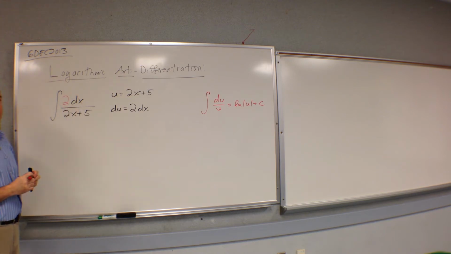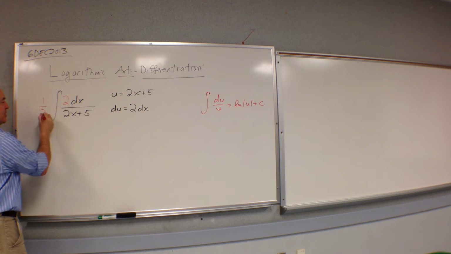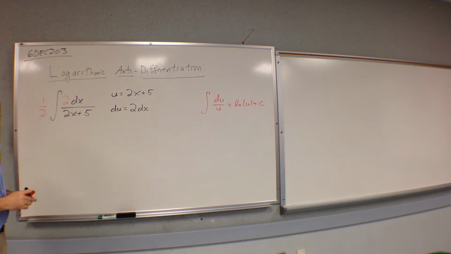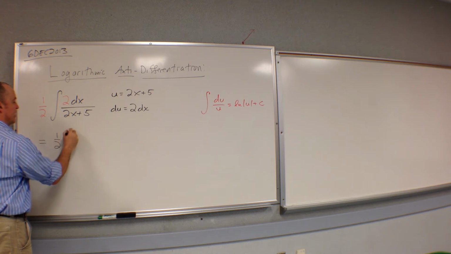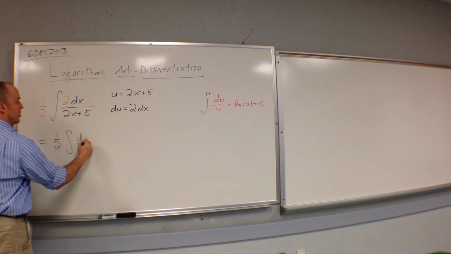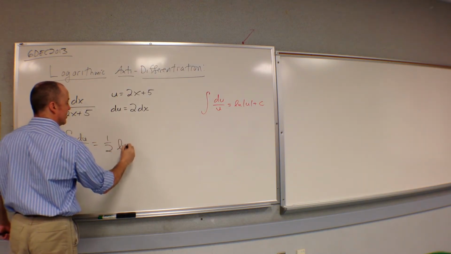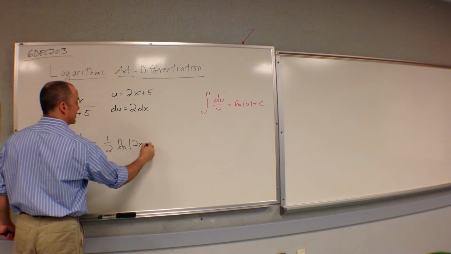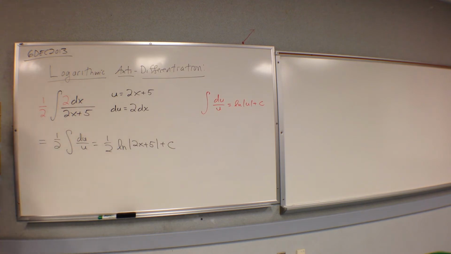And am I allowed to just put a 2 in there? No. Well, what else do I have to do? You have to multiply it by the 1/2. Yep, I have to put the reciprocal on the outside. Okay? All right. So I can put the 2 in here, and then what I'm going to get is 1/2 the integral of du over u, which is 1/2 the natural log of the absolute value of 2x plus 5 plus c. So I'm putting the 2x plus 5 back into the u.